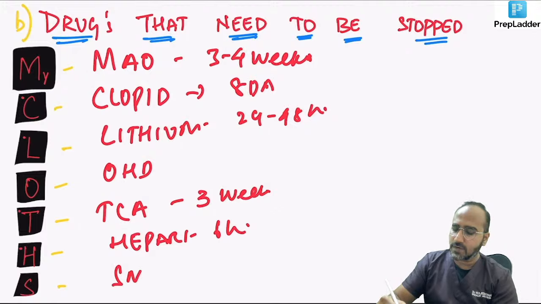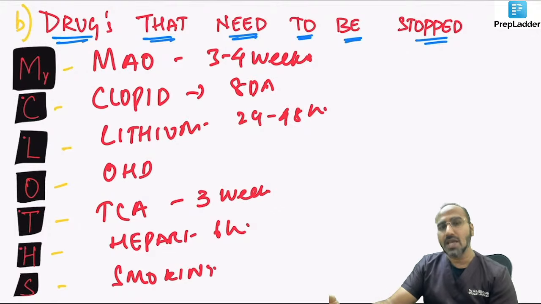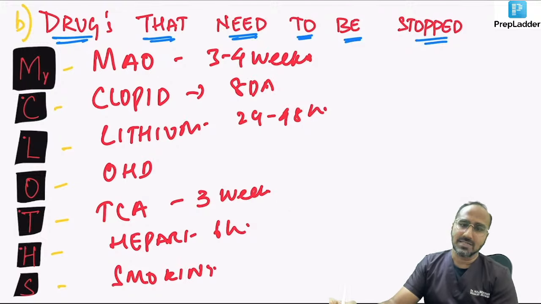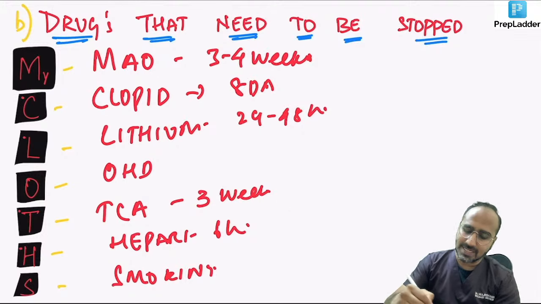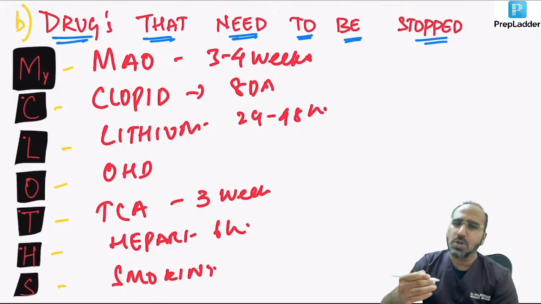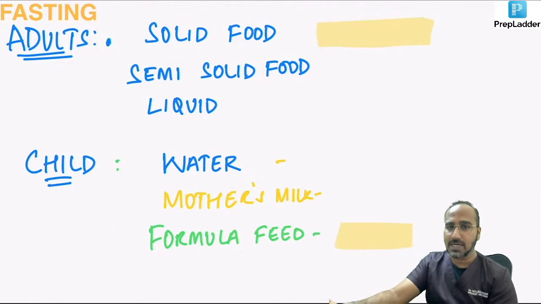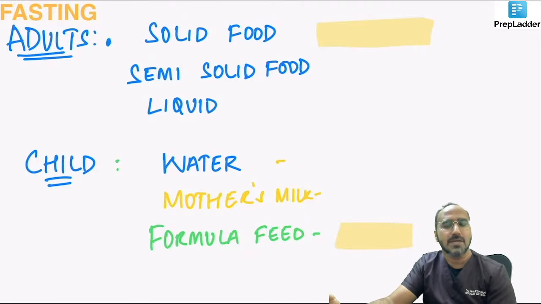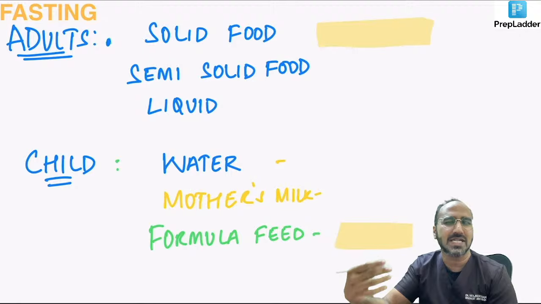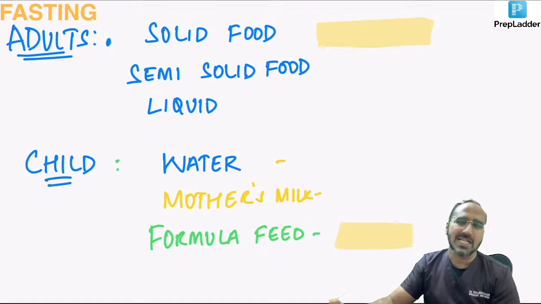And S stands for smoking. Smoking should be ideally stopped. Ideally, it should be stopped 6 weeks prior surgery. Okay, so these are the things that are usually stopped. Apart from that, you also need to remember there are some things in the PAC. In the PAC, we have to tell the patient about the fasting. After taking all the history and all, you tell the patient to be in a fasting state so that the patient does not develop any aspiration risk.